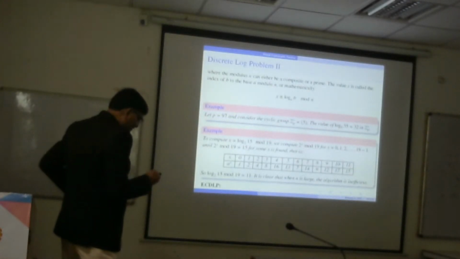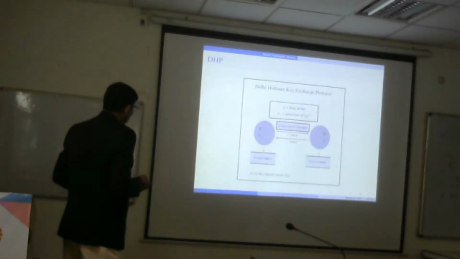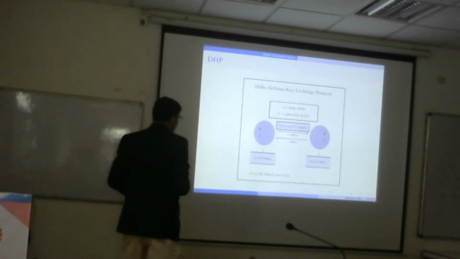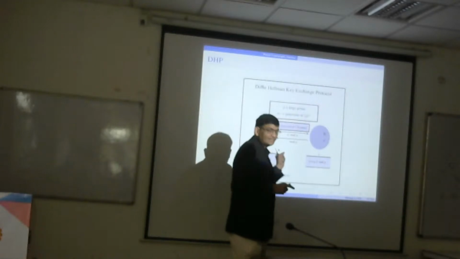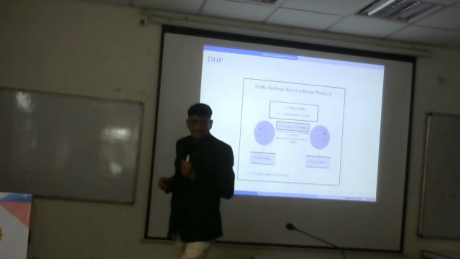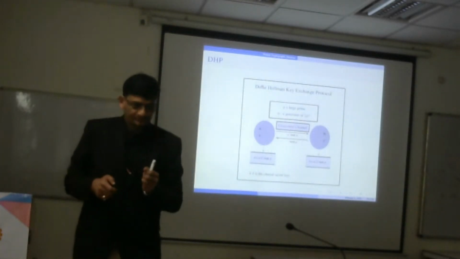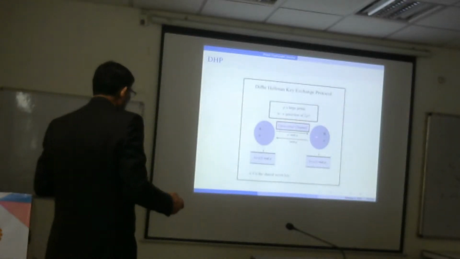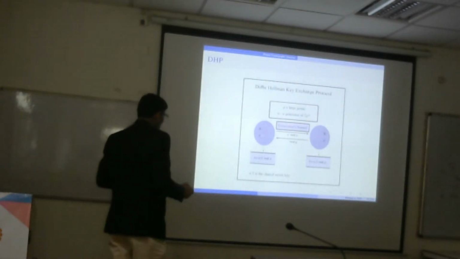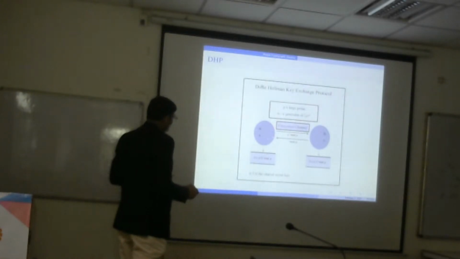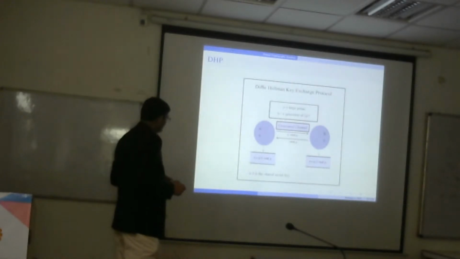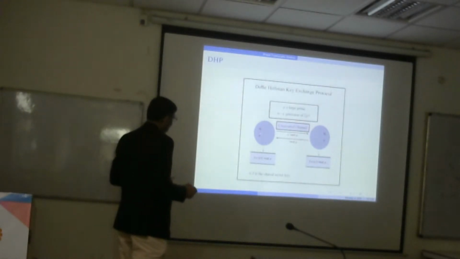So this is the simple example of the discrete log problem. Now this is the first key exchange protocol based on the discrete log problem. Suppose you want to exchange the key, then what we will do? We will have a group with alpha as a generator. A will select one secret key x, and he will compute alpha to the power x and send it to B.